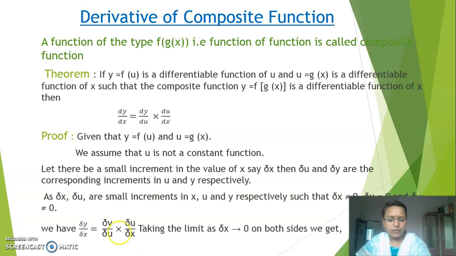Here, the given statements are differentiable functions, and our claim is dy by dx is equal to dy by du into du by dx. To prove this, we consider these terms in terms of delta. Observe that dy by dx is delta y by delta x, dy by du is delta y by delta u, and du by dx is delta u by delta x. We proved this in terms of d, and for this we consider it in terms of delta. Then taking the limit as delta x tends to 0 on both sides.